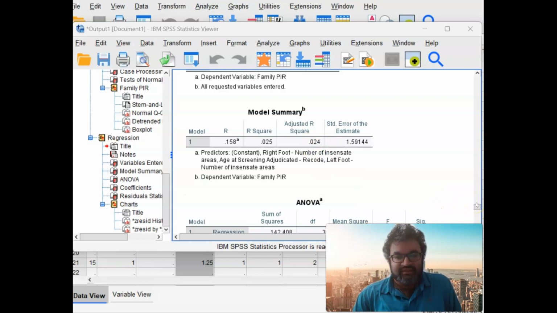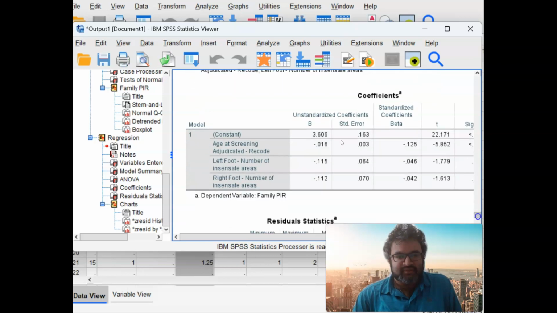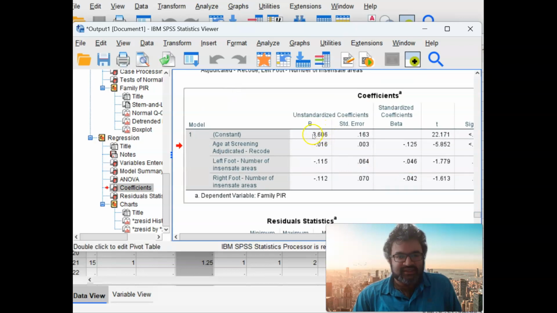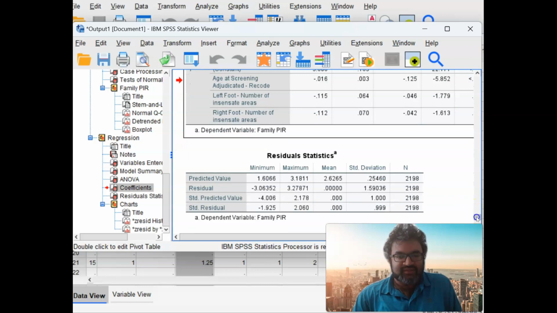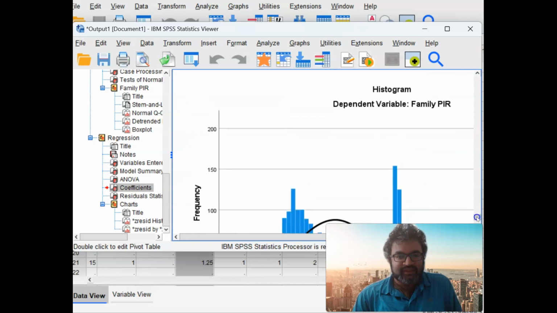So if we move forward here and take a look at some of these other values, then you can take a look at first the equation. And the equation is 3.606 is the constant, and then these are the coefficients. And you want to make sure that the coefficients actually make sense in the context of the constant and other things. So then you go over the residuals statistics, and a lot of these visuals will explain a lot.